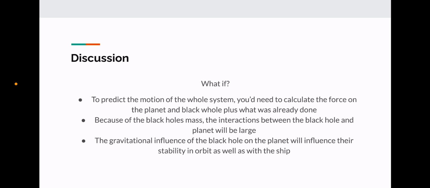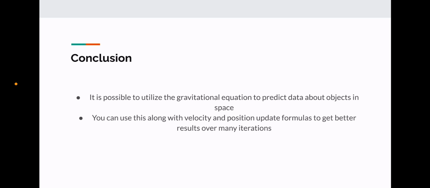What if? To predict the motion of the whole system, you need to calculate the force on the black hole, the planet and the black hole, plus what was already done before. Because of the black hole's mass, the interactions between the black hole and the planet will be very large, and the gravitational influence of the black hole on the planet will influence their stability in orbit, as well as with the ship.